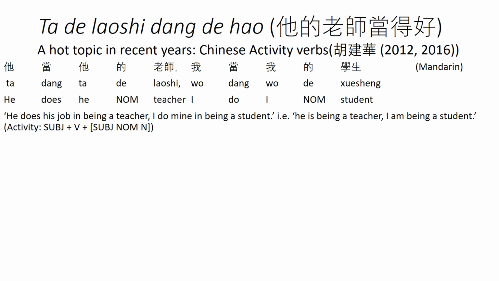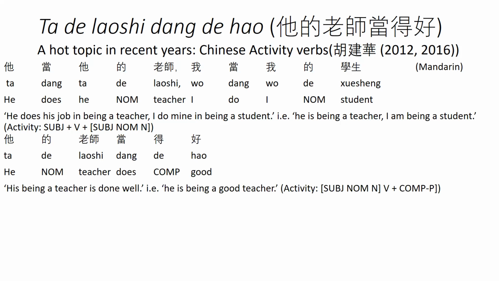It's very common in Chinese, for example in Mandarin, to say things like this. So, for example, 他的老师，我当我的学生. Here, the syntactic structure is a subject and a verb, and then the object consists of this nominalized structure: the subject and nominalizer, plus noun. It's also possible to say 他的老师当得好, in which case the nominalized structure is in the subject position preceding the verb. Here the nominalized structure, like before, consists of subject plus nominalizer plus noun, but here it precedes the verb and functions as the subject of the verb. And after the verb, there's commonly some kind of complement clause that can denote various things.